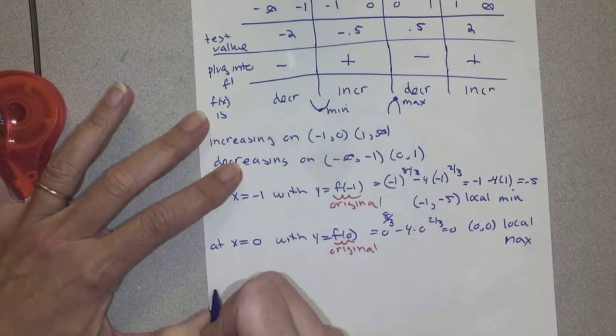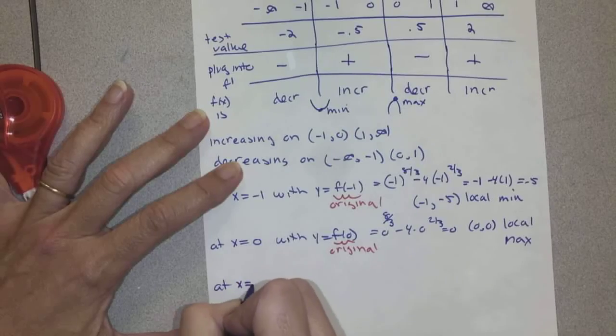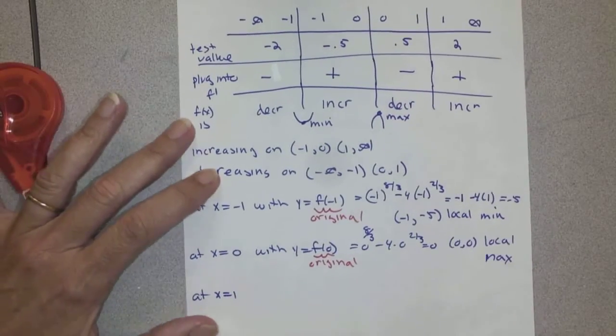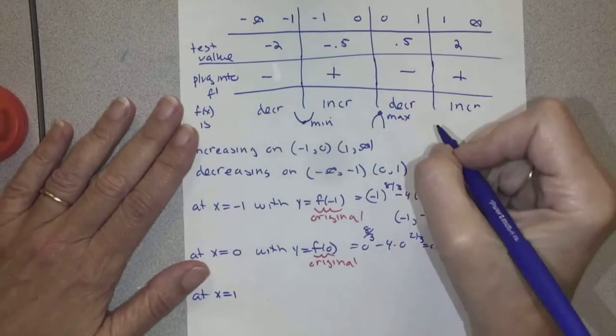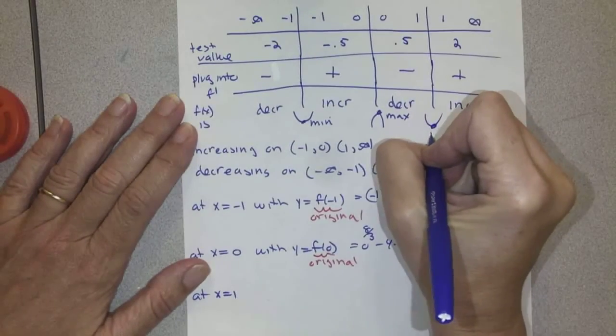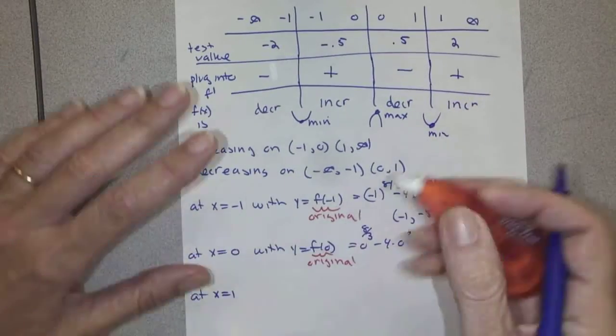And then finally, at x equal 1, so I go and look to see what's happening at x equal 1. It changes from decreasing to increasing, or first derivative from negative to positive. In either case, that means I have a minimum.